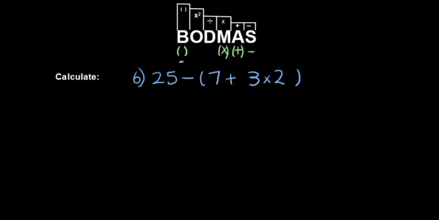Now we're gonna multiply first. This is because multiplication is a higher level operation than addition. So we're gonna multiply a 3 by 2 to get a 6. And now multiplication is gone.